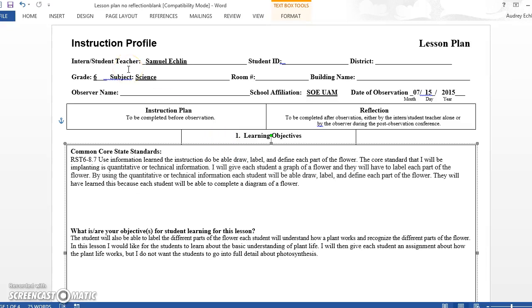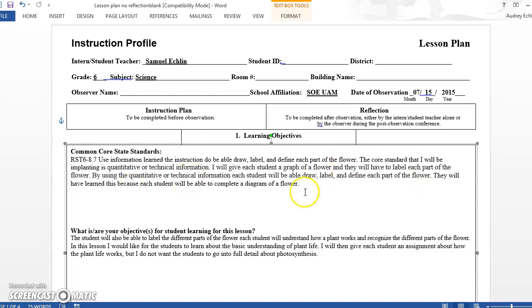My name is Samuel Echlin, 6th grade science. The common core standard I would use is going to be RST 6-8.7, using the information learned in the instruction to draw and label and define each part of the flower.